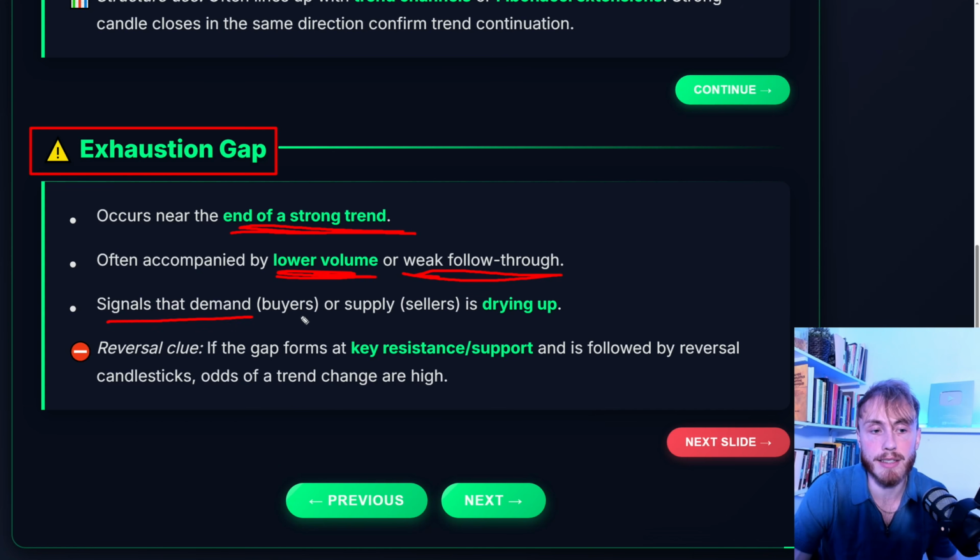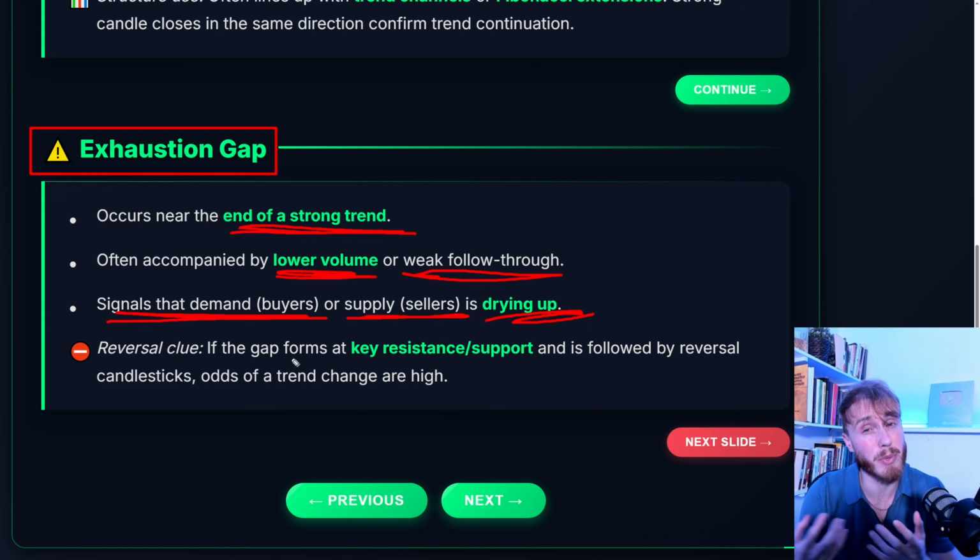So this signals that the demand, if we're talking about a gap towards the upside, or the supply, if we're talking about a gap towards the downside, is drying up. And once again, here you can use market structure and you can use price action.